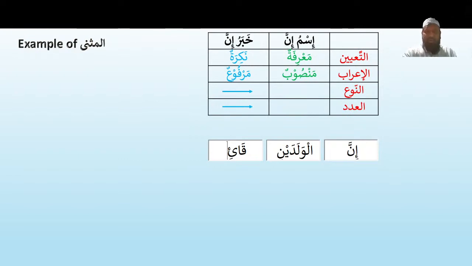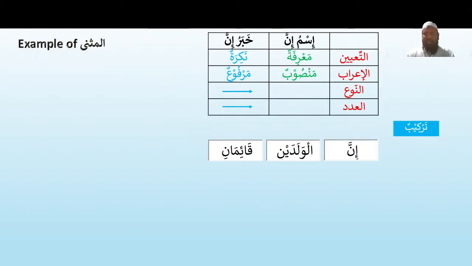The khabaru inna has to match in an-naw and in al-adad. So ismu inna is al-muthanna, so khabaru inna also has to be al-muthanna, but it is in marfu case. So qa'imani with the alif. Inna al-waladaini qa'imani. So if the example is correct, we'll leave it, otherwise we'll change it.